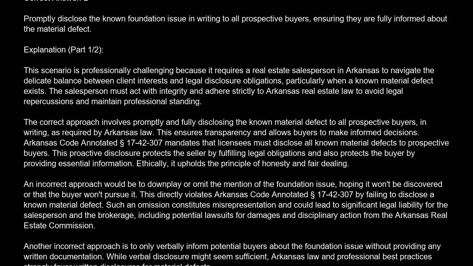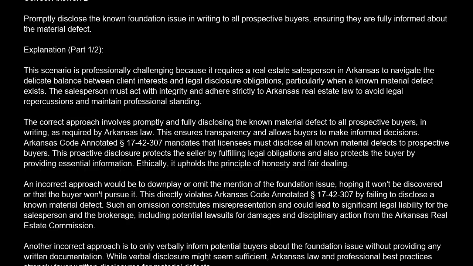This proactive disclosure protects the seller by fulfilling legal obligations and also protects the buyer by providing essential information. Ethically, it upholds the principle of honesty and fair dealing. An incorrect approach would be to downplay or omit the mention of the foundation issue, hoping it won't be discovered or that the buyer won't pursue it.